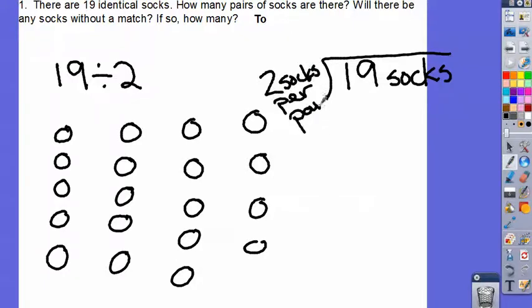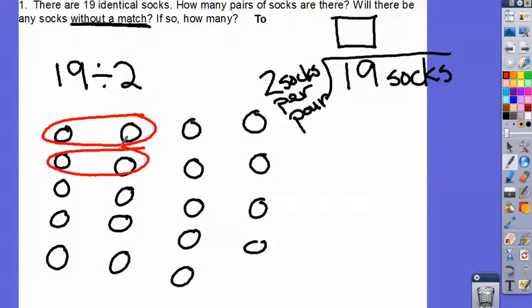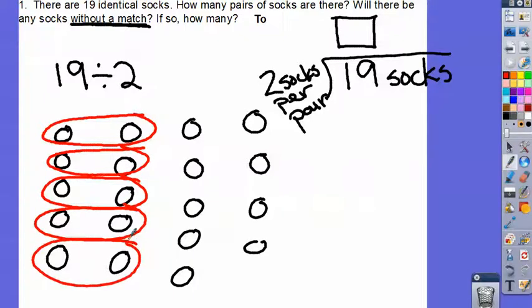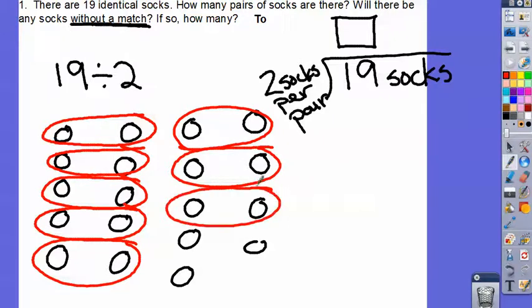So my answer is going to tell me what? My answer is going to tell me how many pairs of socks I have. So what's the remainder going to tell me? The remainder is going to let me know how many socks I have without a match. If I have any remainder, I know that I've got socks without a match. So I could do my circles and go, okay, there's 1 pair, 2 pairs, 3 pairs, 4 pairs, 5 pairs, 6 pairs, 7 pairs, 8 pairs, 9 pairs. But then I've got that 1 sock that's left over.